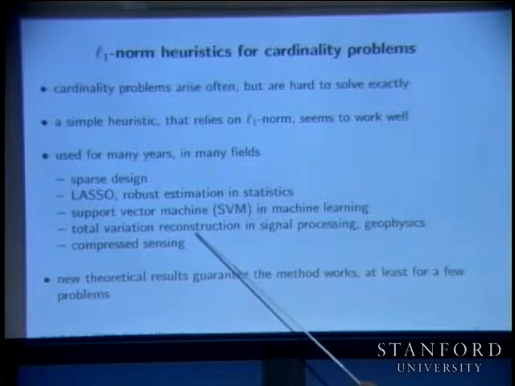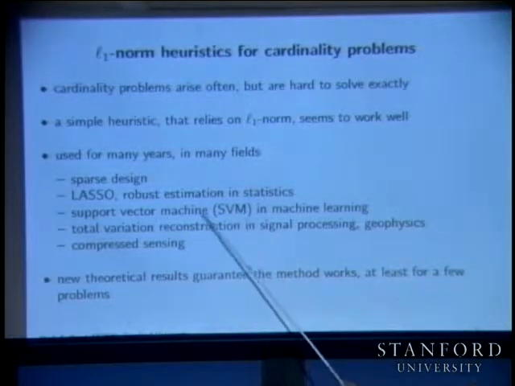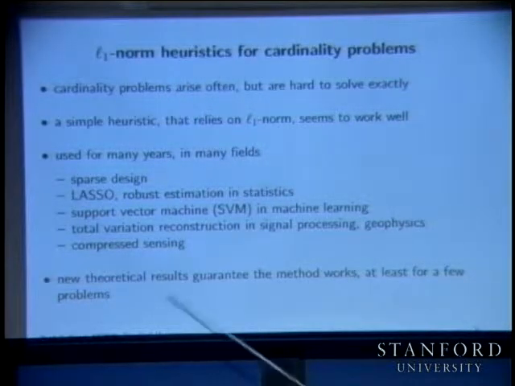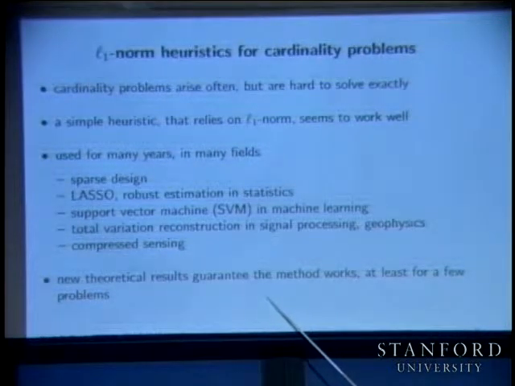Then there's total variation reconstruction and signal processing in geophysics. Like with support vector machines, if you see a person who does total variation reconstruction, do say, oh yeah, sure, that's just an L1 trick, because it'll really annoy them. And compressed sensing is the newest name for it. There are some new theoretical results. They are very cool because it really didn't occur to anyone that you could say anything about these methods. I'll mention them, but needless to say, that's not going to be our focus.